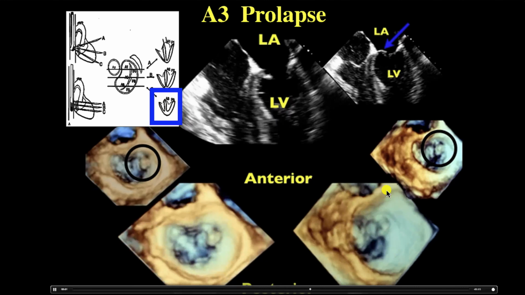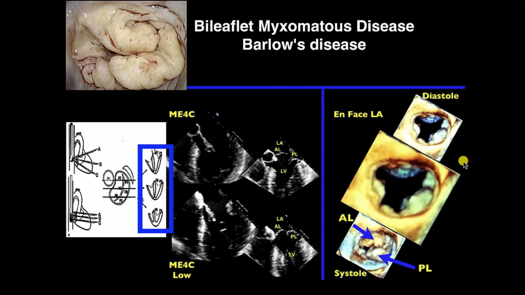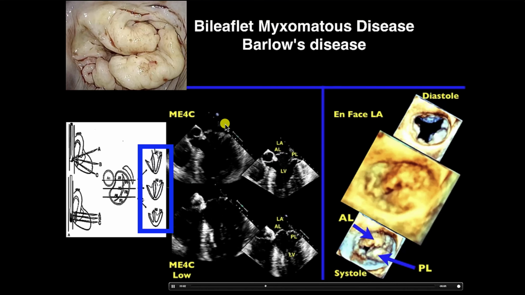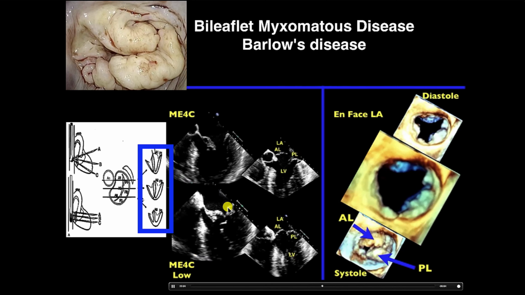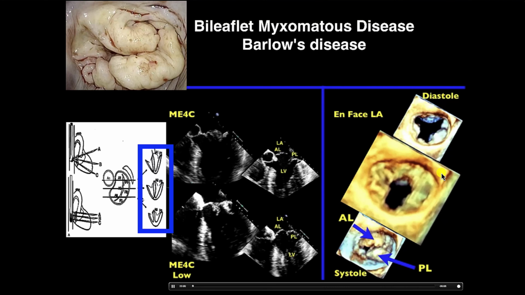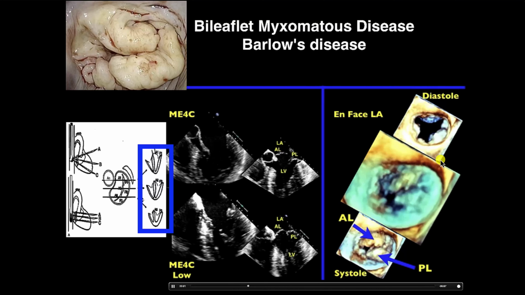This is obviously a very severe Barlow's myxomatous bileaflet valve, and regardless of where you place the probe, a little higher or further down, everything seems to be myxomatous and prolapsing, and that's certainly shown by your three-dimensional imaging.